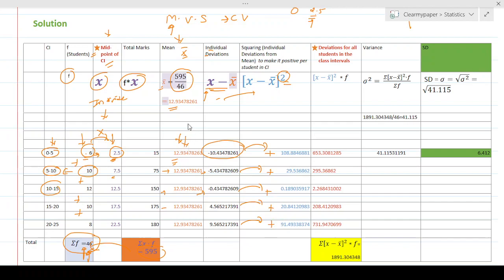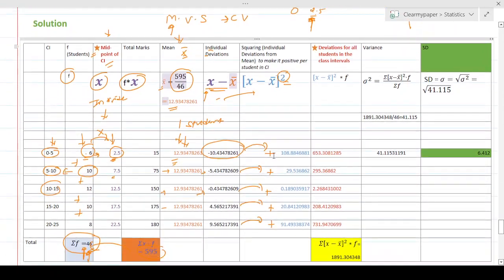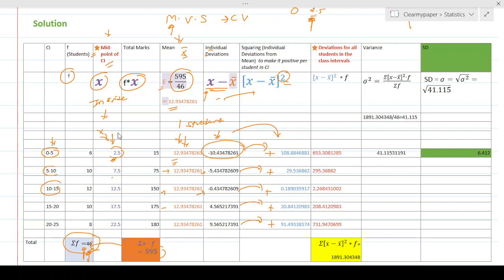This deviation is for one student. We calculated it for just one student, like I explained on the number line. But we have more students in the class interval. So this is one student's deviation, and this is one student's square deviation. But we need to find the square deviation for all the students in this class interval, which is going to be 6.